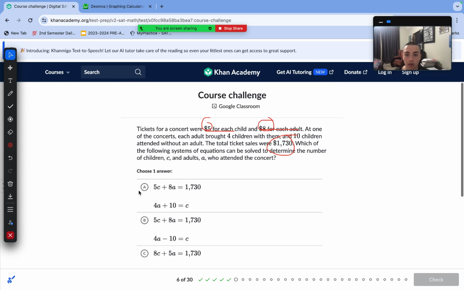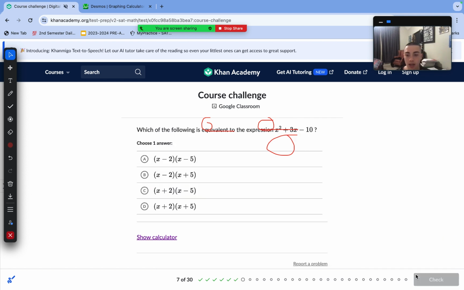And now we can see at one of the concerts, each adult brought 4 children with them, and 10 children attended without an adult. So that means that an additional 10 children on top of the 4 children per adult attended. So that would be plus. So that means answer choice A is correct here.